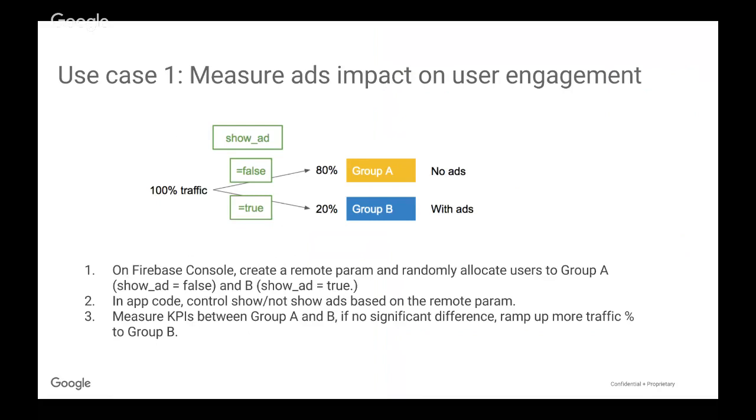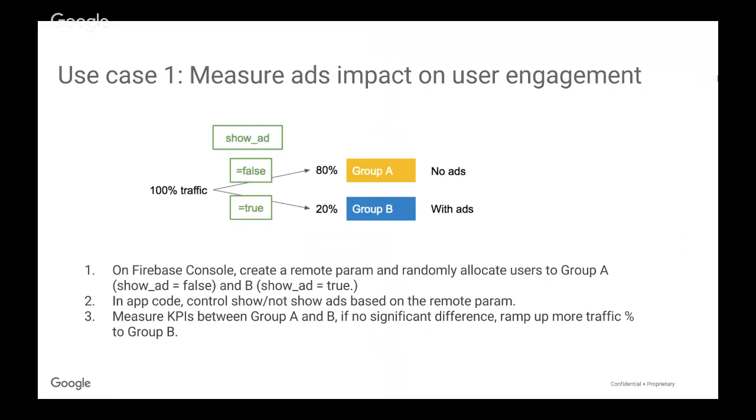And then you can measure, as you go, the KPIs, namely user engagement, average session duration, uninstalls. You can see what's the difference between group A and group B. And typically we see, if things are implemented properly, the difference should be very, very insignificant. Once you see that, you can ramp up group B more. Then gradually, all of the traffic can have ads monetizing your app.